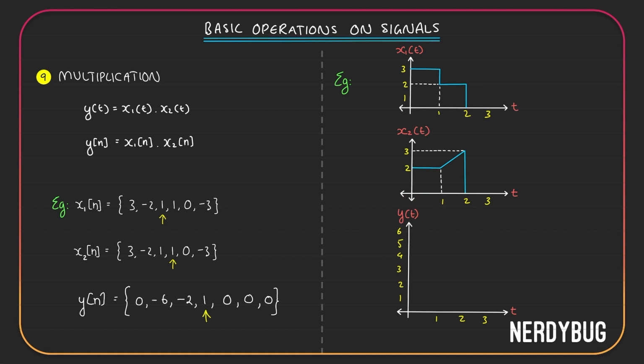We have to find out y of t, and y of t is the product of them. Now at t equal to 0, here we have 3, here we have 2. So 3 multiplied by 2, 6. For t equal to 1, we have 2 here and we have 2 here. So that's going to be 4 here. So I'll mark it 4. For t equals 2, we have 2 here and we have 3 here. So that is going to be 6. Again, let's join the points to get the product. And it will kind of look like this.